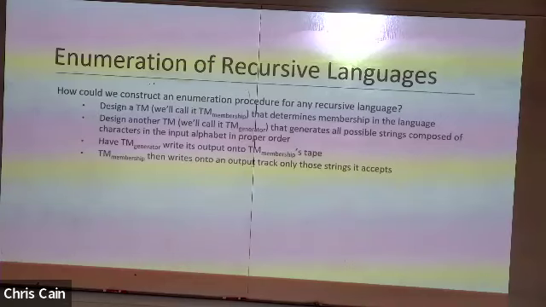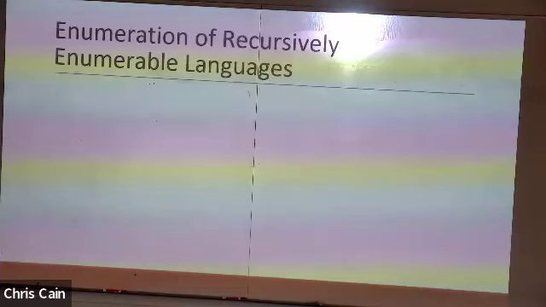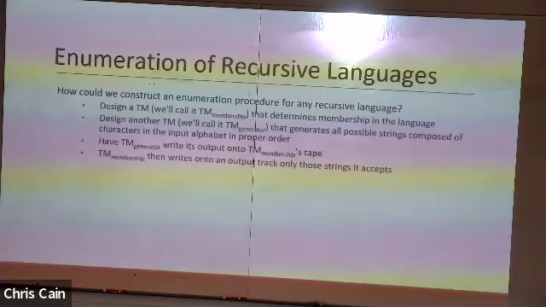If we can do this for recursive languages, can we do it for recursively enumerable languages? What would happen in a recursively enumerable language if we took this procedure? If there was any string it wouldn't accept, it could possibly just go into an infinite loop and never get to the next. So TM generator will still be able to find every possible string that could be in the language based on the input alphabet. But TM membership is going to spit out strings, yes, yes, yes, until it hits the first no that puts it into an infinite loop. And then it's going to just get stuck there.